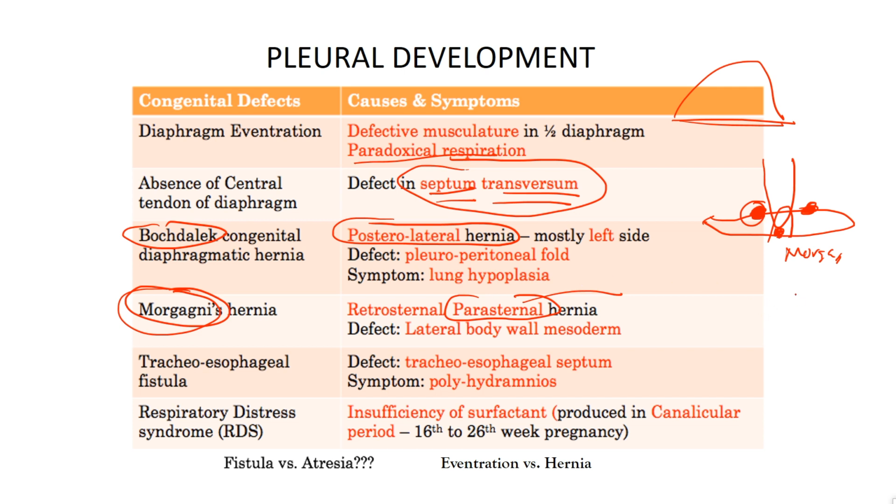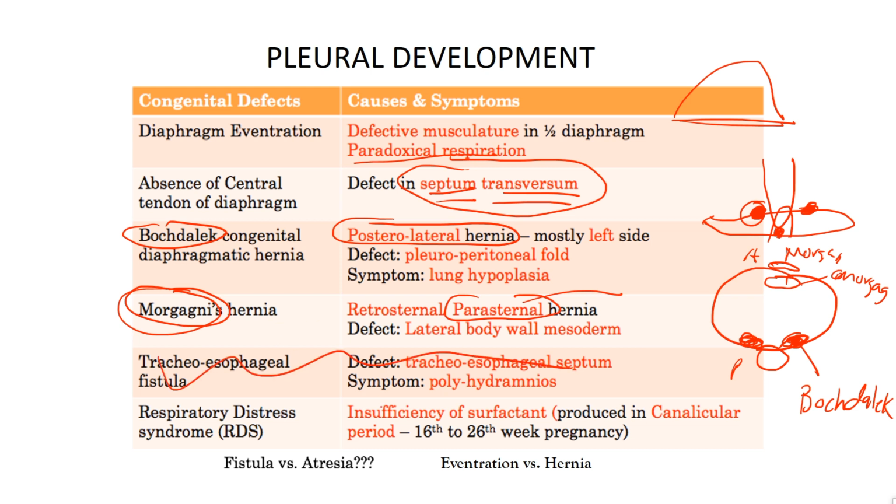So if I did the diaphragm here, this is my spine, this is my sternum here. This is where Morgagni occurs, Morgagni. And then this is where, in the back, I'll be Bok. That's Bochdolek. Okay? Anterior, posterior.